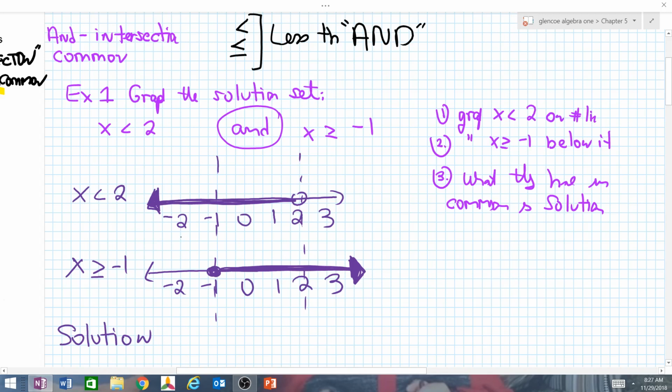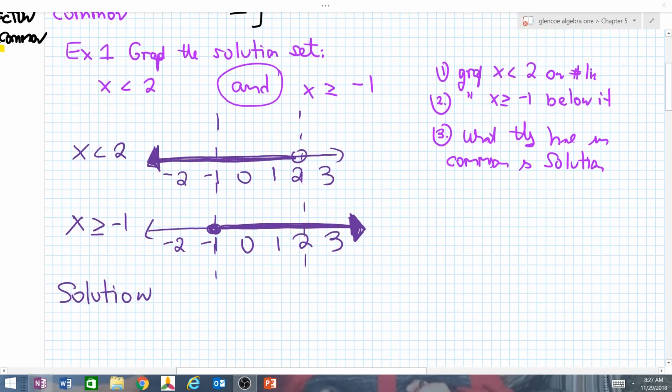So x is less than 2. I've included -2, -1, 0, 1, 2, and 3. Less than 2 is an open circle on 2 to the left. Does anyone have a question on how I graph that? The second inequality is x is greater than or equal to -1. So on this number line, I'm going to put a closed circle on -1, and it includes everything to the right.